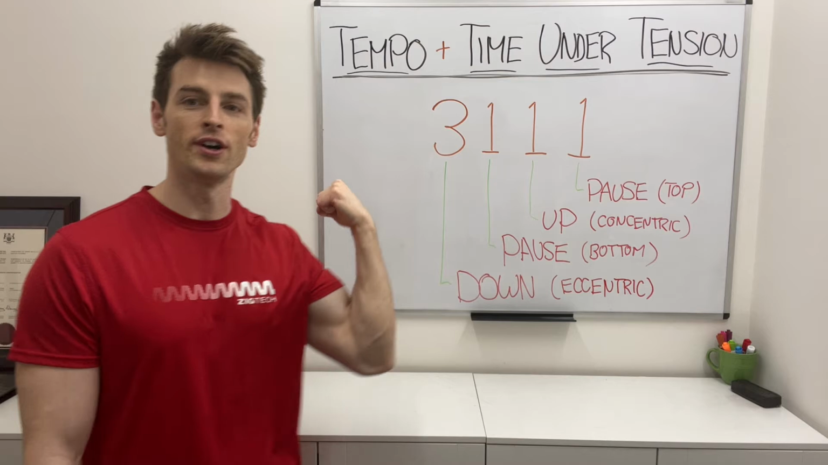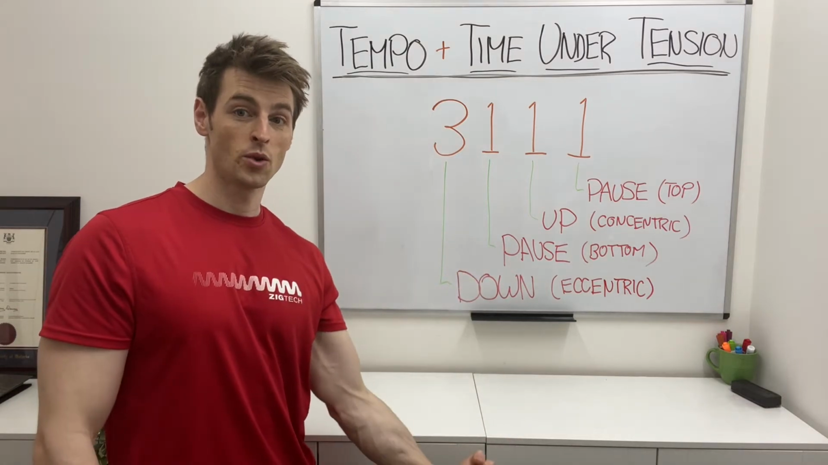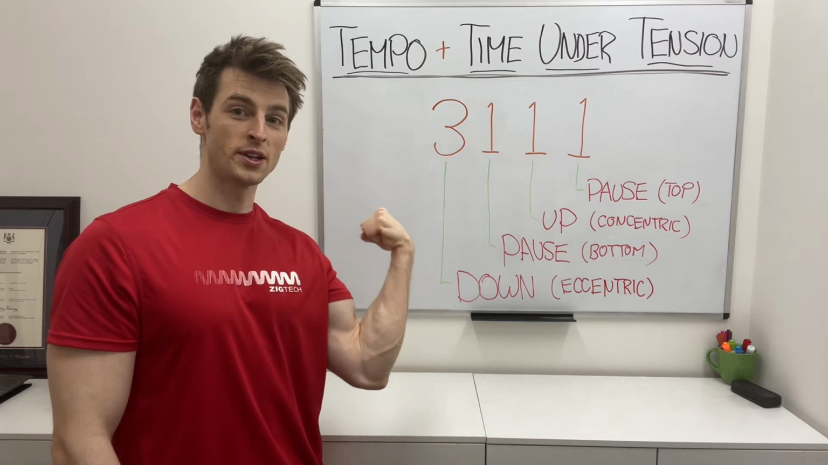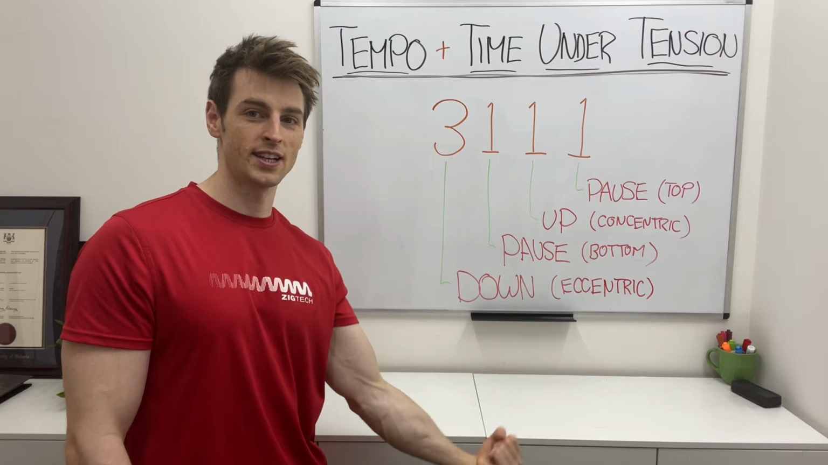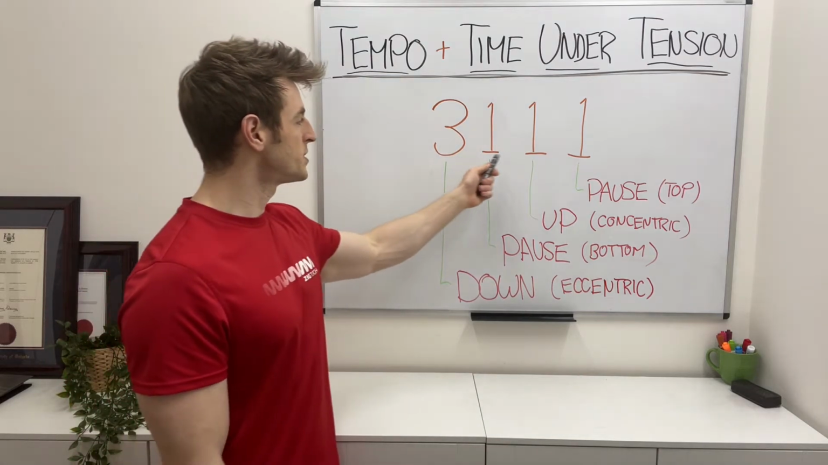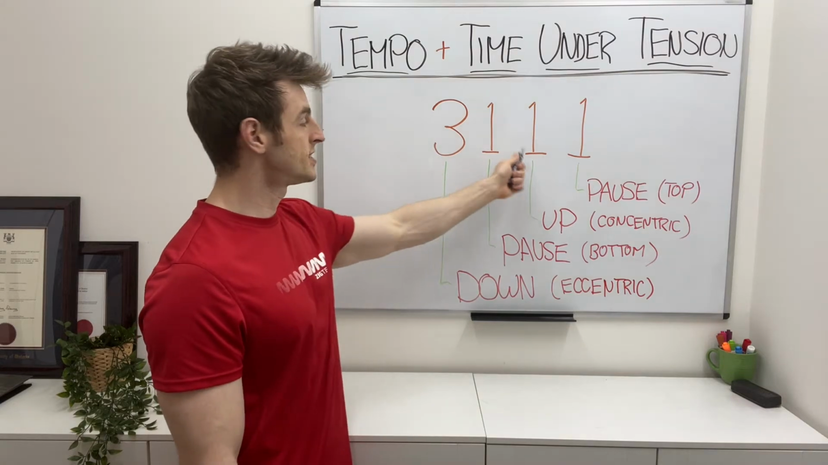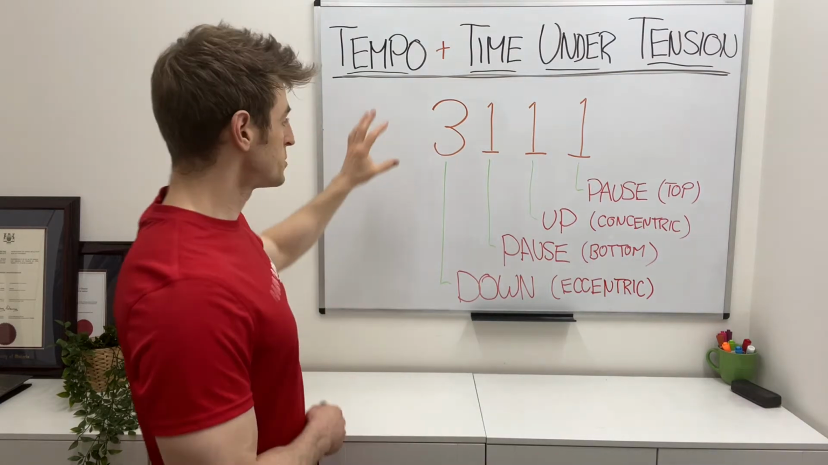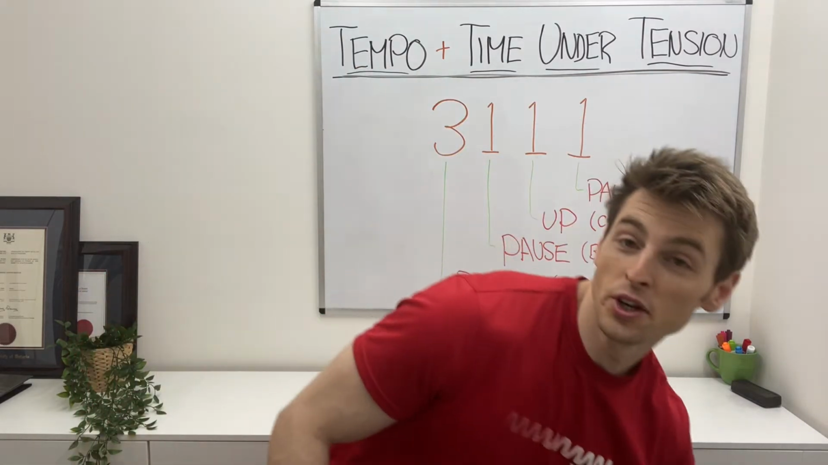So a bicep curl, in this case, 3 seconds down, 1 second pause at the bottom, 1 second up, 1 second pause at the top, and then it repeats, 3 seconds down. So each number is represented by individual things, and these are in seconds. For this particular case, we're going to give you a little bit of demonstration.